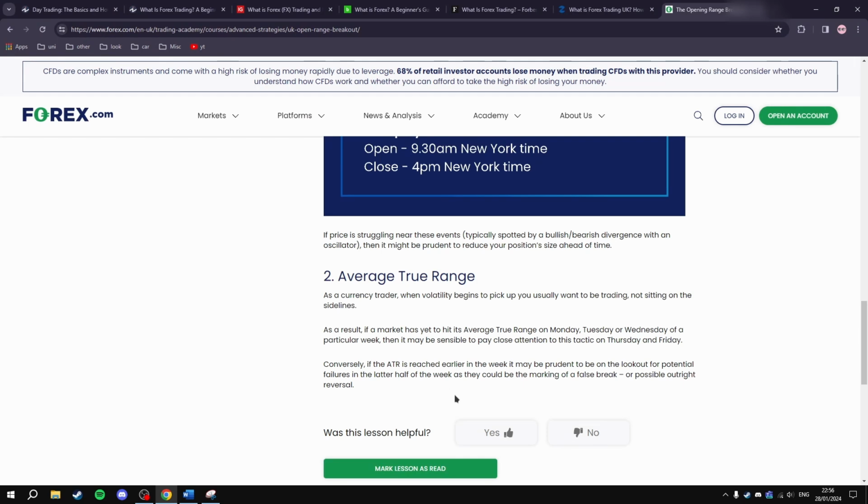As a result, if a market has yet to hit its average true range on Monday, Tuesday or Wednesday of a particular week, then it may be sensible to pay attention to this tactic on Thursday and Friday. Conversely, if the average true range is reached early in the week, it may be prudent to be on the lookout for potential failures in the latter half of the week, as they could be the marking of a false break or possible outright reversal.